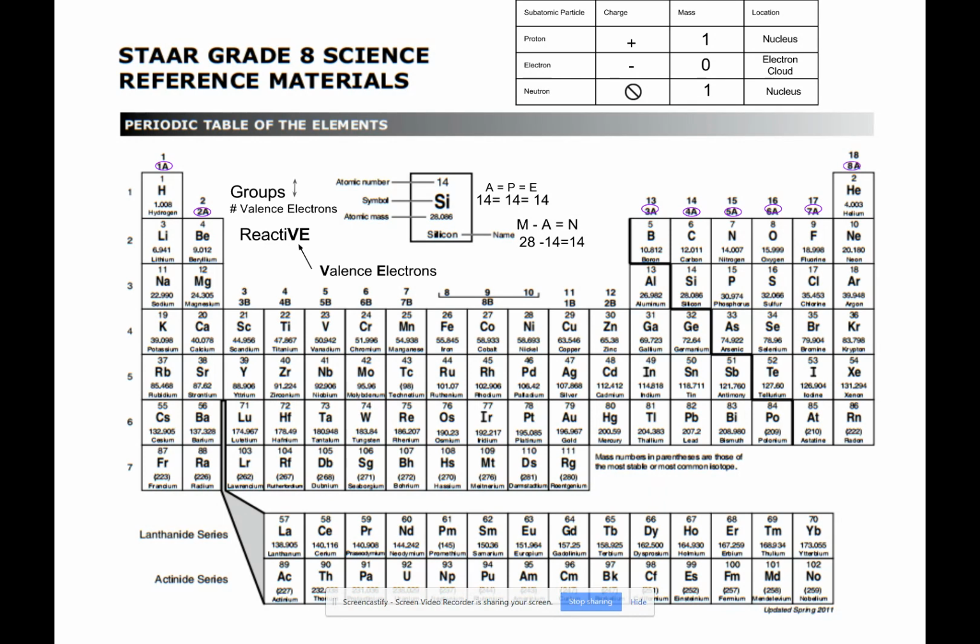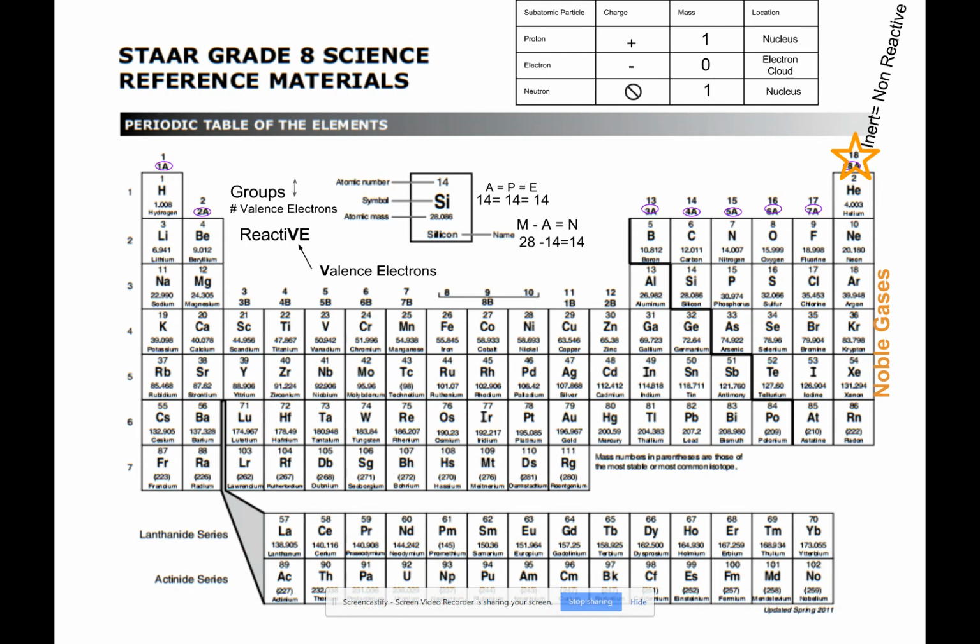And 18 have 8. So 8 is a really special number. If we have 8 valence electrons in our outermost shell, that means we have filled that energy level, and those elements will be inert or non-reactive. All elements in group 18 are inert. They won't react with any of the other elements. These elements have a special name called the noble gases. And that is our group 18 elements.